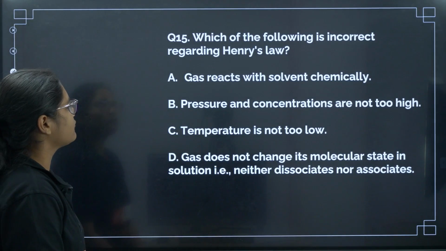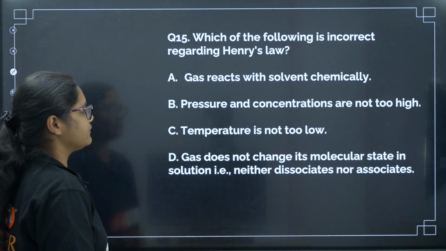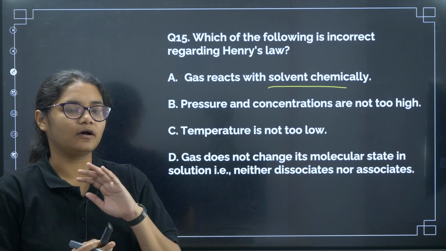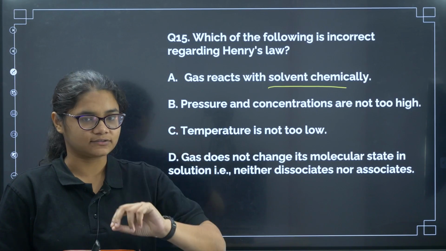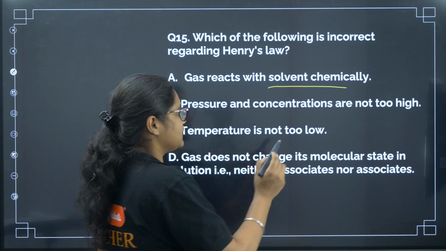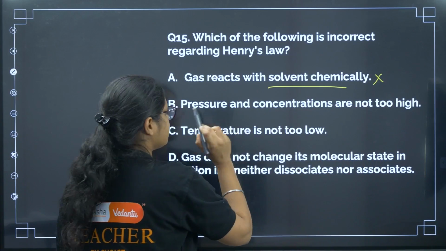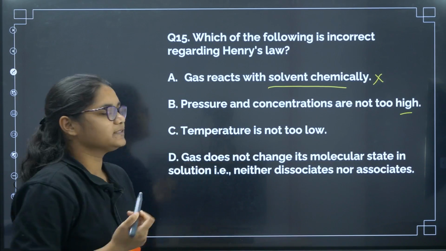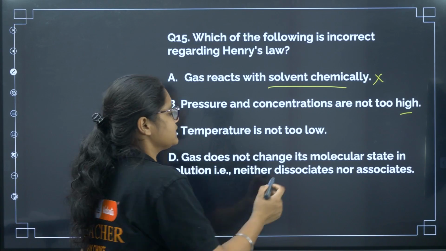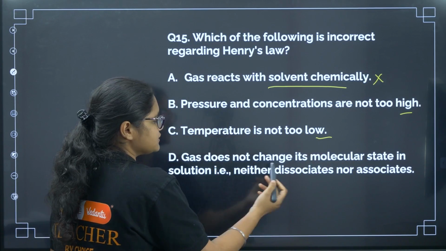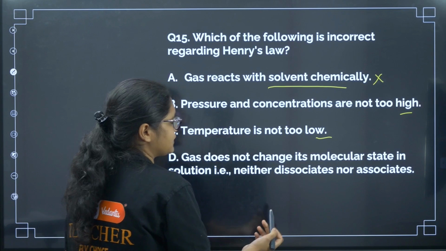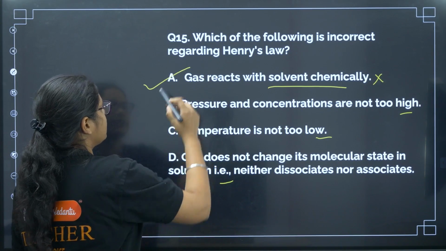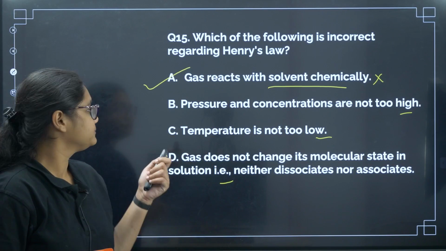Next, which of the following is correct regarding the Henry's law? So gases react with solvent chemically. So there is no chemical reaction when a gas is dissolved in water. So this statement is incorrect. Next one, pressure and concentrations are not too high. This is correct. Temperature is not too low. So it is like all optimum conditions are required. Gas does not change its molecular state in the solution. That is neither dissociates nor associates, right? The statement is also correct. So the incorrect statement is option number A.